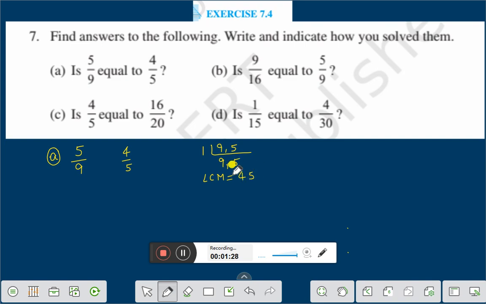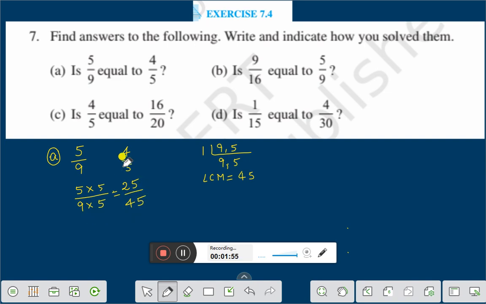We will convert the denominator to be the same, right? That means 5 by 9. 9 will be multiplied by 5 to get 45, and the numerator is also multiplied by 5. That is 5 5s are 25, and 5 9s are 45.